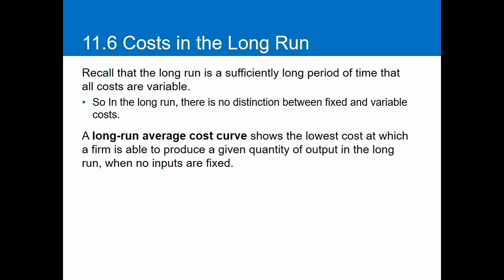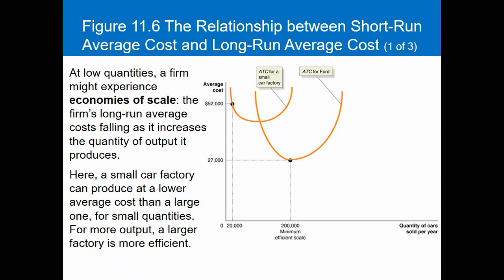So we look at the long run average cost curve, we can see the lowest cost where a firm's able to produce a given quantity of output in the long run. Again, no inputs are fixed here, so they can change anything they want. They have a full range of decisions at their disposal. So we can use this to understand the idea of economies of scale.